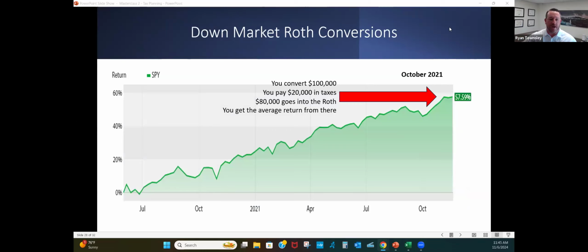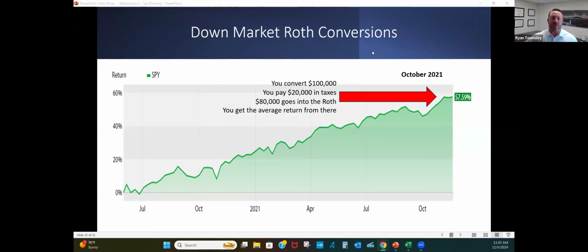And here's the rationale behind that. Let's say it's October 2021, you have a stock market that's at an all-time high. You convert $100,000 from your IRA into your Roth IRA. You pay $20,000 in taxes. We'll just keep this very even and simple. 80,000 goes into your Roth. So 100 paid 20 in taxes, 80 grand's in your Roth.